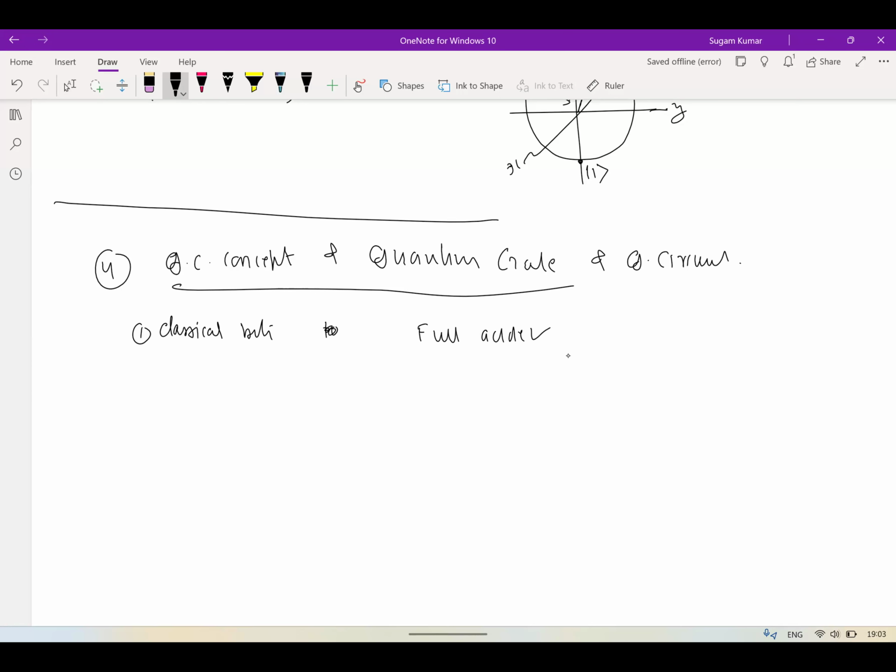So a combination of these gates will allow you to do some numerical calculations. A similar concept, but completely different fundamentals, is about the quantum bits.